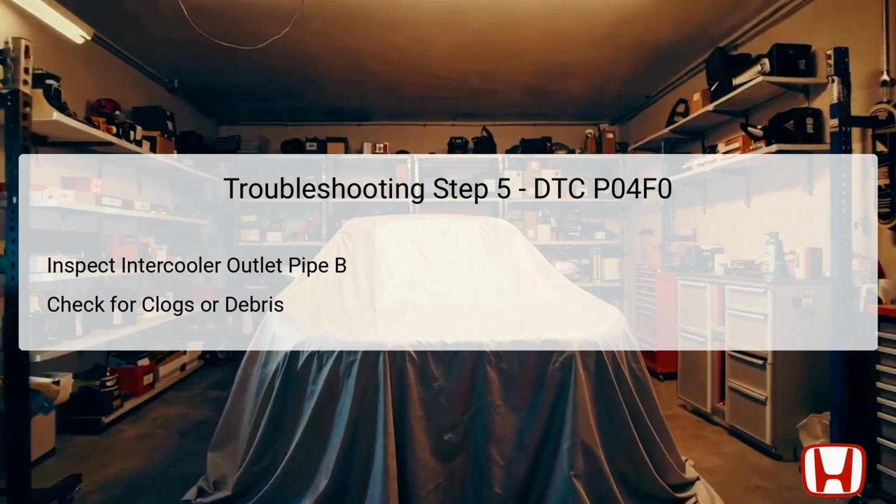Ensure that the Purge Tube D is disconnected during this inspection. Look for any debris, clogs, or obstructions in the outlet pipe that may interfere with the passage of vapor. This inspection is crucial, as blockages here can severely disrupt the intended function of the evap system and cause incorrect sensor readings, resulting in the DTC being triggered.